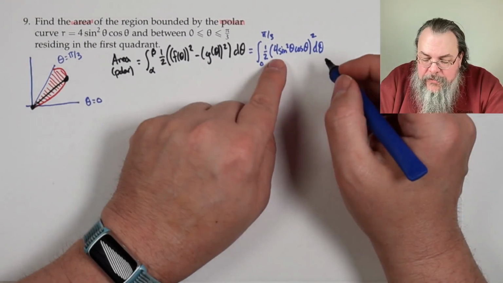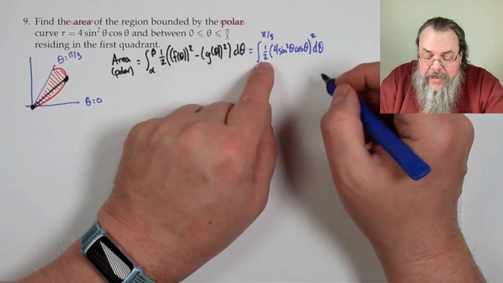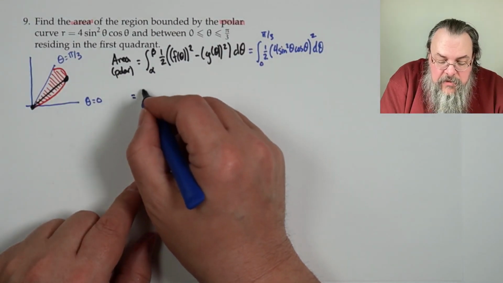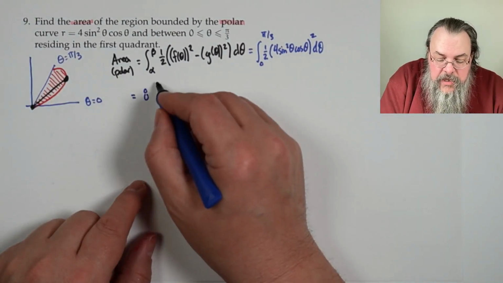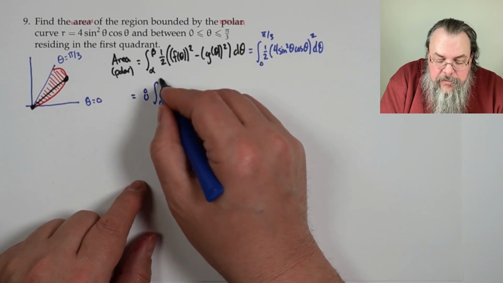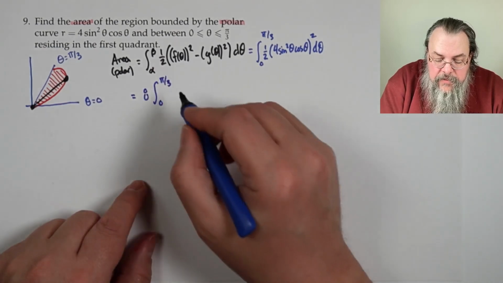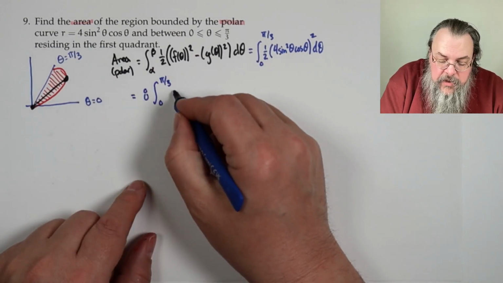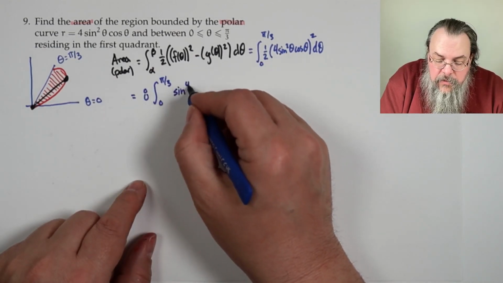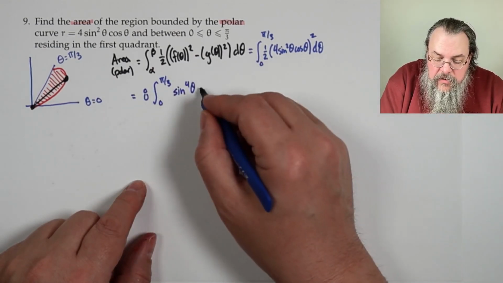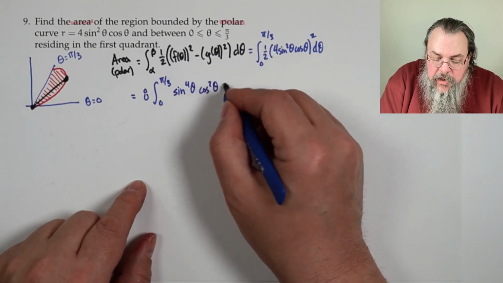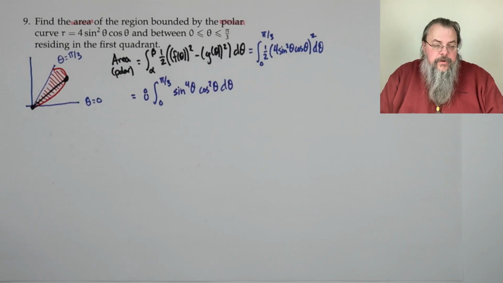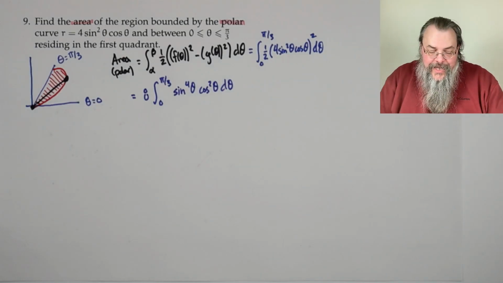Well, we can square the 4. That gives us 16, and then times a half gives us 8. That's good news. So this is really 8 times the integral from 0 to pi over 3 of, now we have to square the pieces, sine squared squared, sine to the 4th, cosine squared d theta. Now we're going to do a little bit of work on the side here.